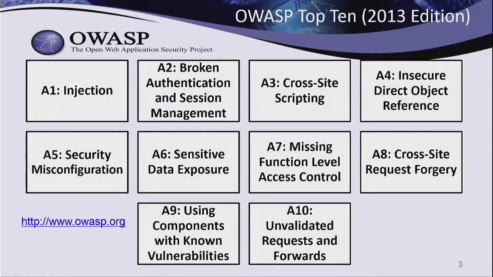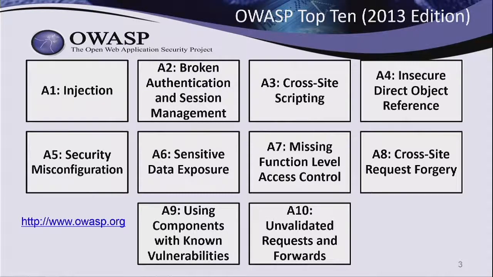The OWASP Top 10 is published every 3 years. We're looking at the 2013 edition here. The previous one was 2010. And these are the top 10 web application vulnerabilities, starting with A1, which is injection, 2, broken authentication and session management, 3, cross-site scripting, 4, insecure direct object reference, 5, security misconfiguration, 6, sensitive data exposure, 7, missing function level access control, 8, cross-site request forgery, 9, using components with known vulnerabilities, and 10, unvalidated redirects and forwards.